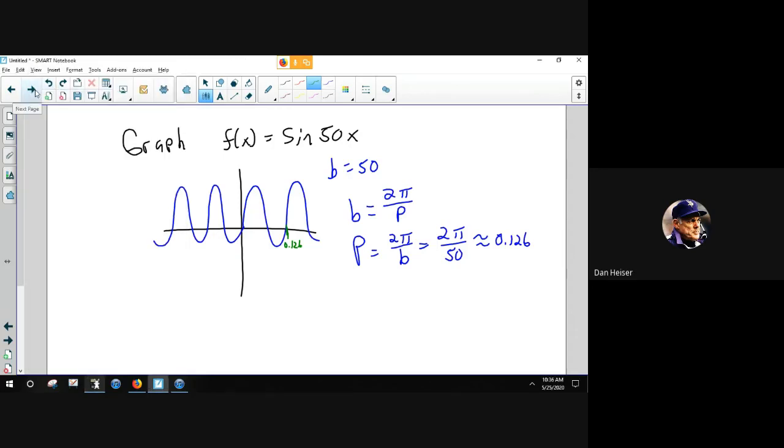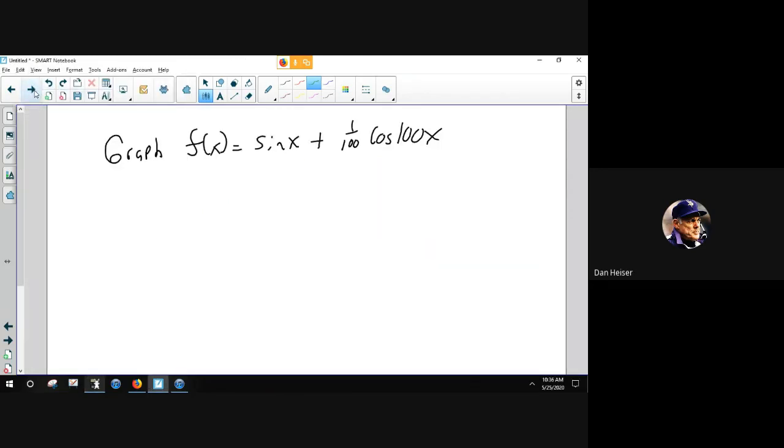Here's another trig graph. Now this one, we might not have a good idea of. We see a sine of x, we see a cosine of x, and they're being added together. We also see a potential red flag. This a value is extremely small. This is extremely big. It's bigger than the last one.